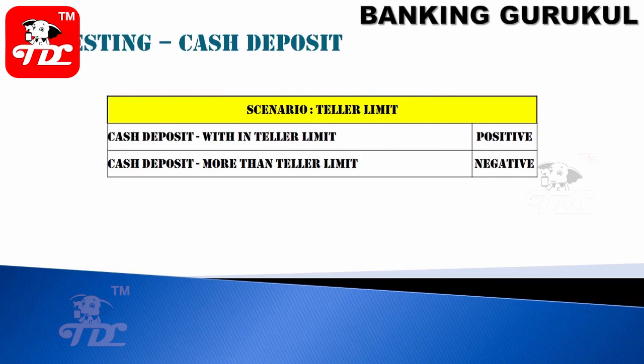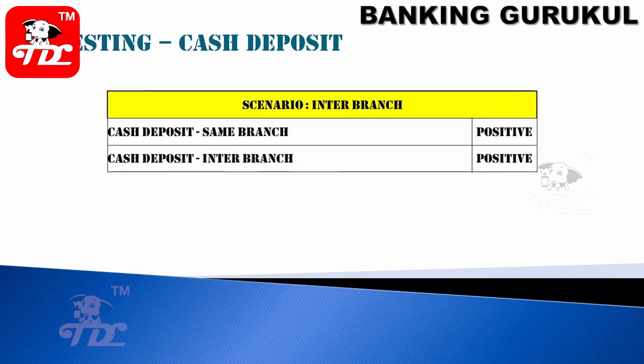And teller limits. A teller has a certain limit. A transaction more than the teller limit will be a negative scenario. Within the teller limit, you can do a transaction, it is a positive scenario. Interbranch: you do a cash deposit in the same branch and interbranch. When you do a transaction for another branch's customer, you can verify how the transactions and entries are posting.